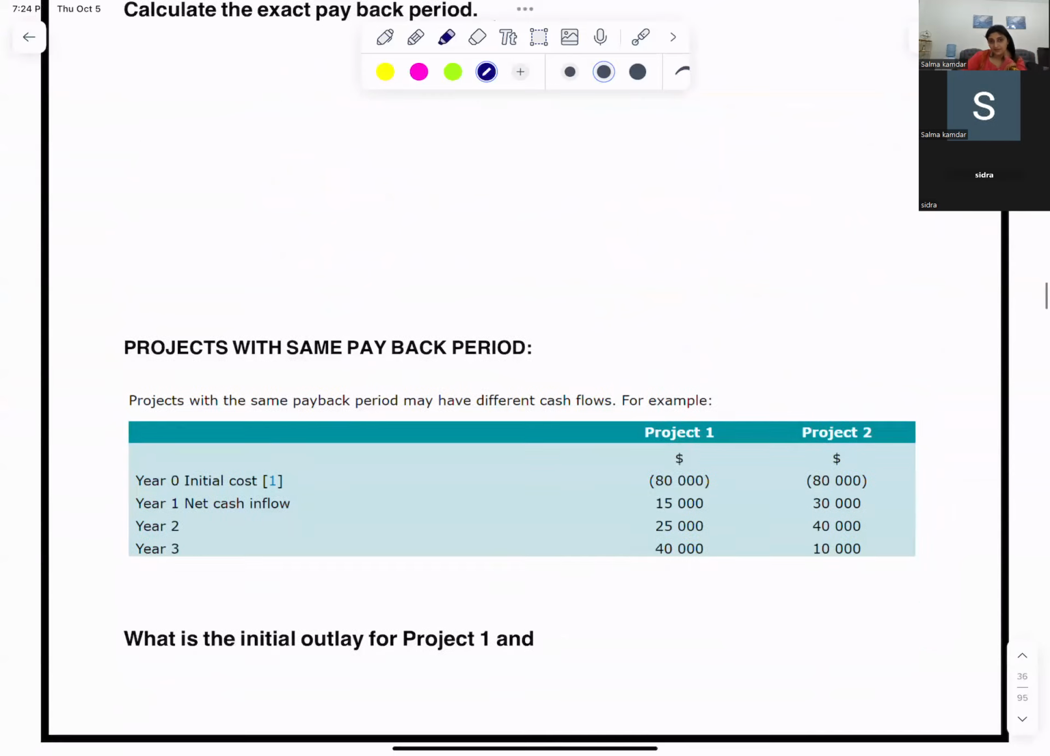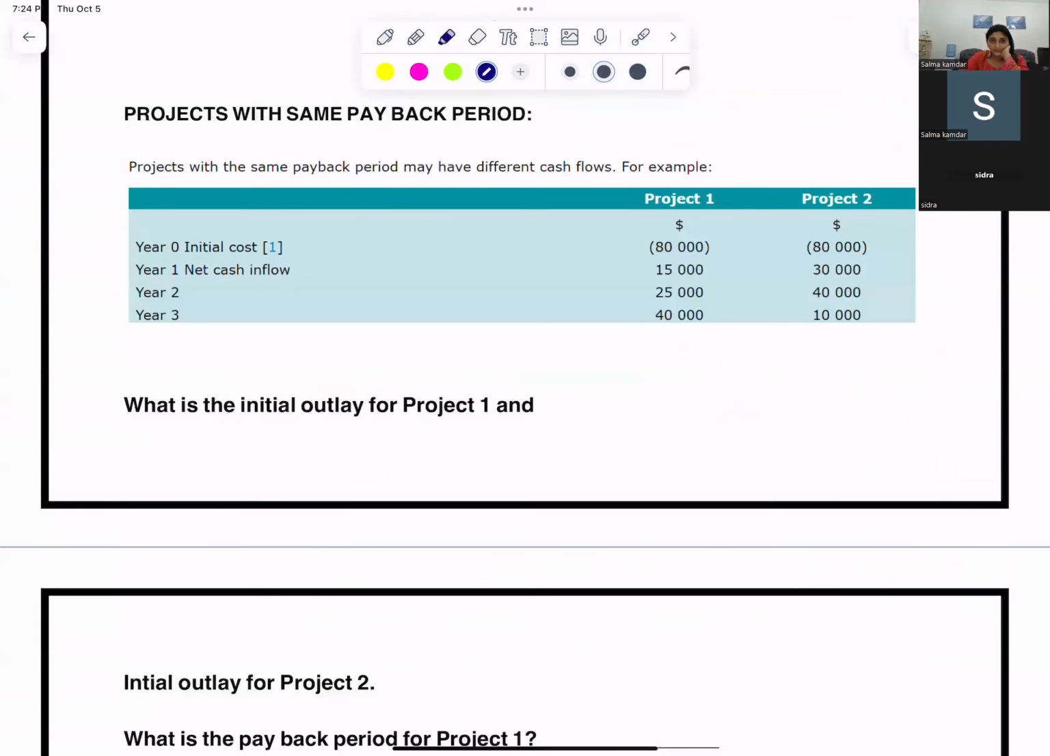Now, come on. I have another question over here where I have two projects. Can you see? I have project one and I have project two. Are you with me? Can you tell me the initial outlay or the initial expenditure for my project 1 and project 2?